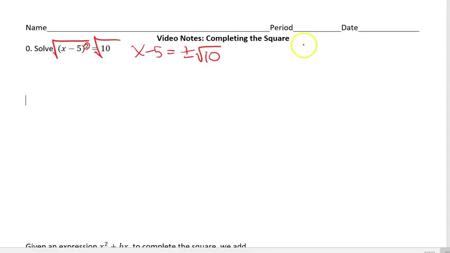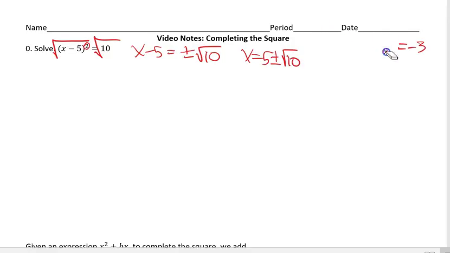So recall really quickly, the square root of 9 could be 3, but it could also be negative 3, because negative 3 squared is also equal to 9. So we have 2 square roots to each problem here, and that's how we get our 2 solutions to a quadratic equation. And then adding 5 to both sides, we get x equals 5 plus or minus the square root of 10.